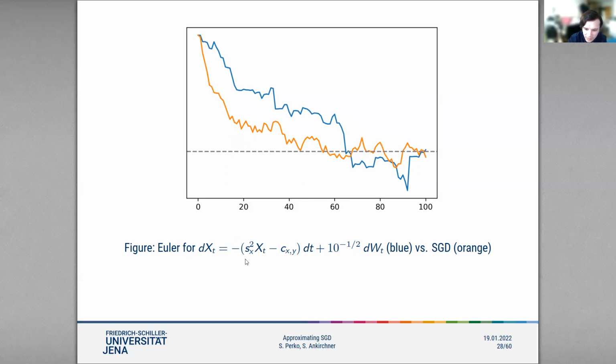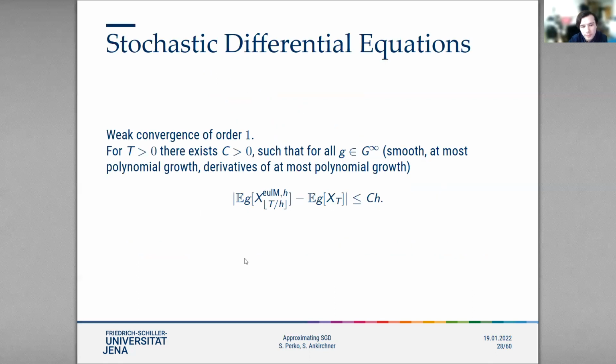And the way we can understand this is maybe by comparing the solution of the SDE with the Euler method. Here we focus on something called weak convergence of order 1. So this weak convergence means if we fix a positive time horizon and a constant c, then for all nice functions g, the expectation of g applied to the Euler method is close to the expectation of g of the solution of the SDE. And this difference goes to 0 linearly as the discretization parameter h goes to 0.